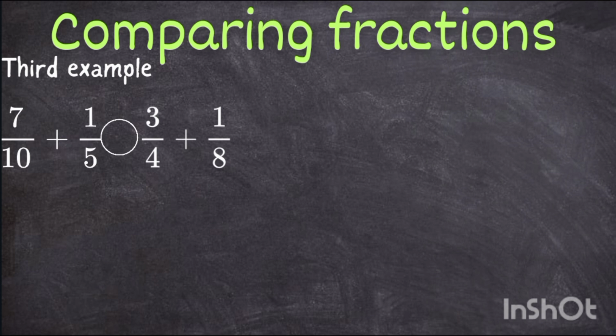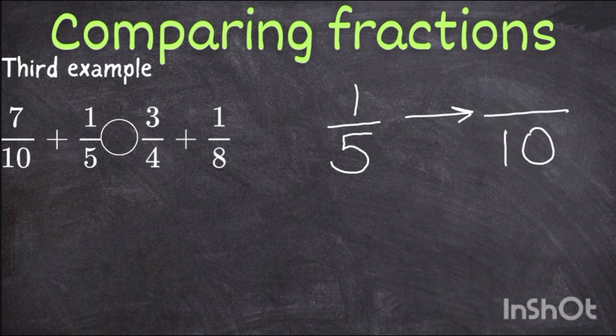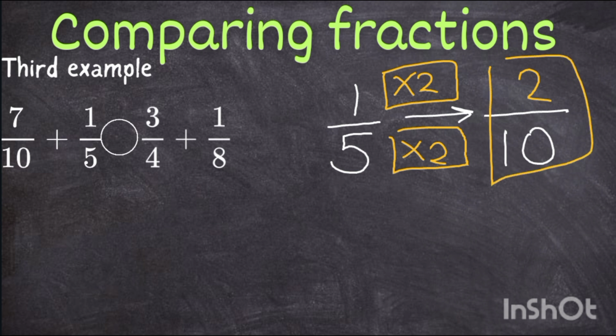So we need to convert the fractions to the denominator of 10. Since 7 by 10 already has a denominator of 10, we don't need to change that. Since 1 by 5 has a denominator of 5, we need to change it to 10. What do we multiply with 5 to get 10? If we multiply 5 with 2, we get 10, right? Whatever we multiply in our denominator, we need to multiply in our numerator. So 1 multiplied by 2 is 2. It means 1 by 5 is converted to 2 by 10.